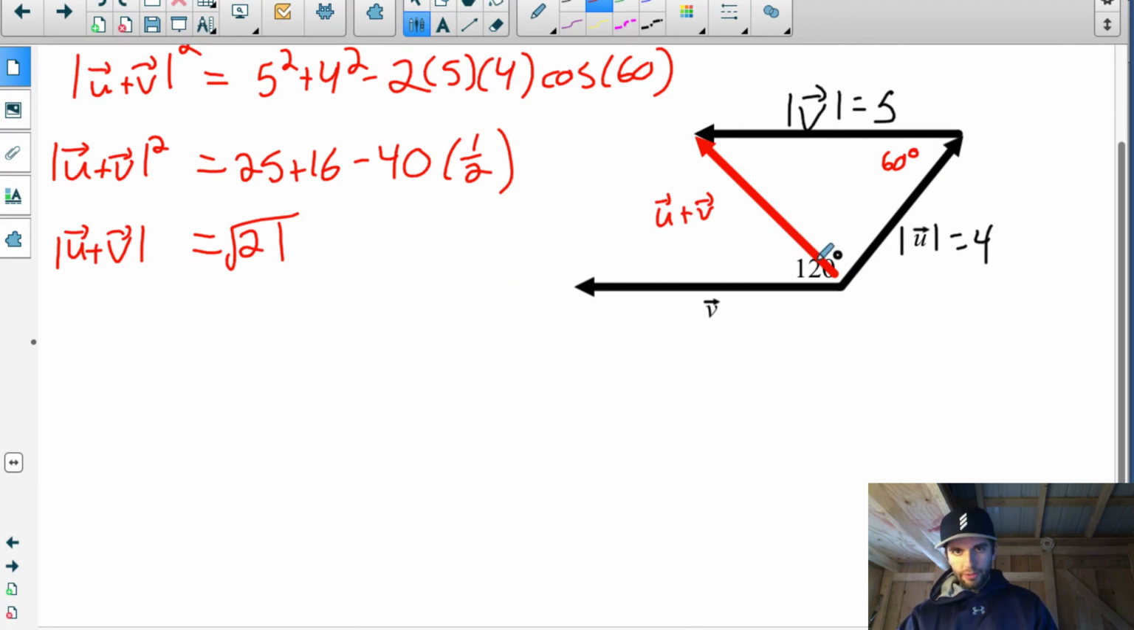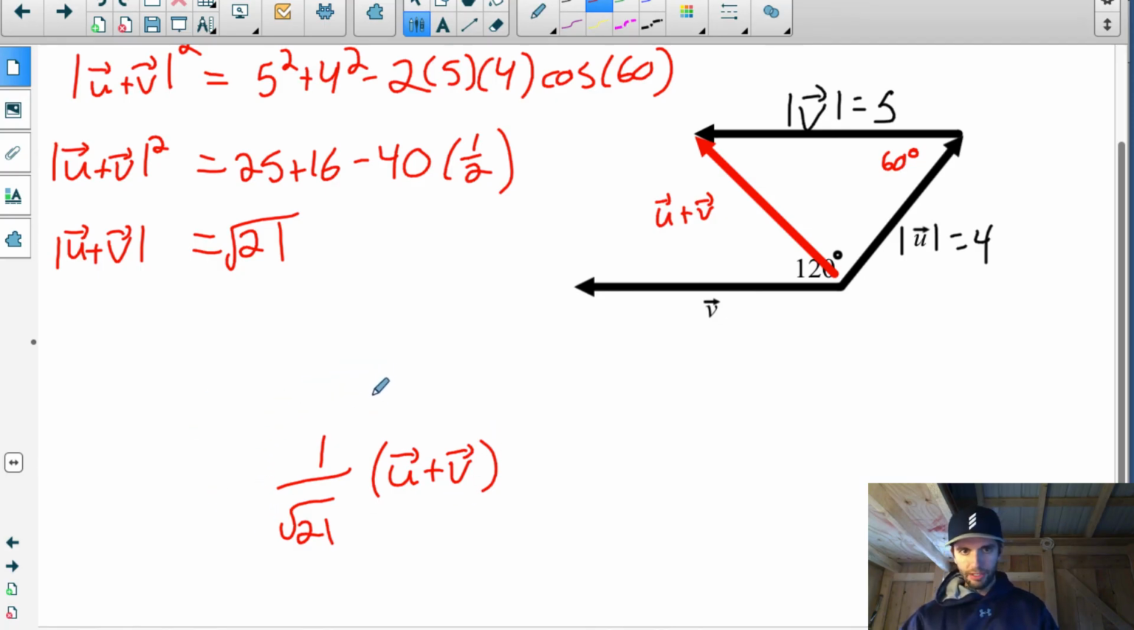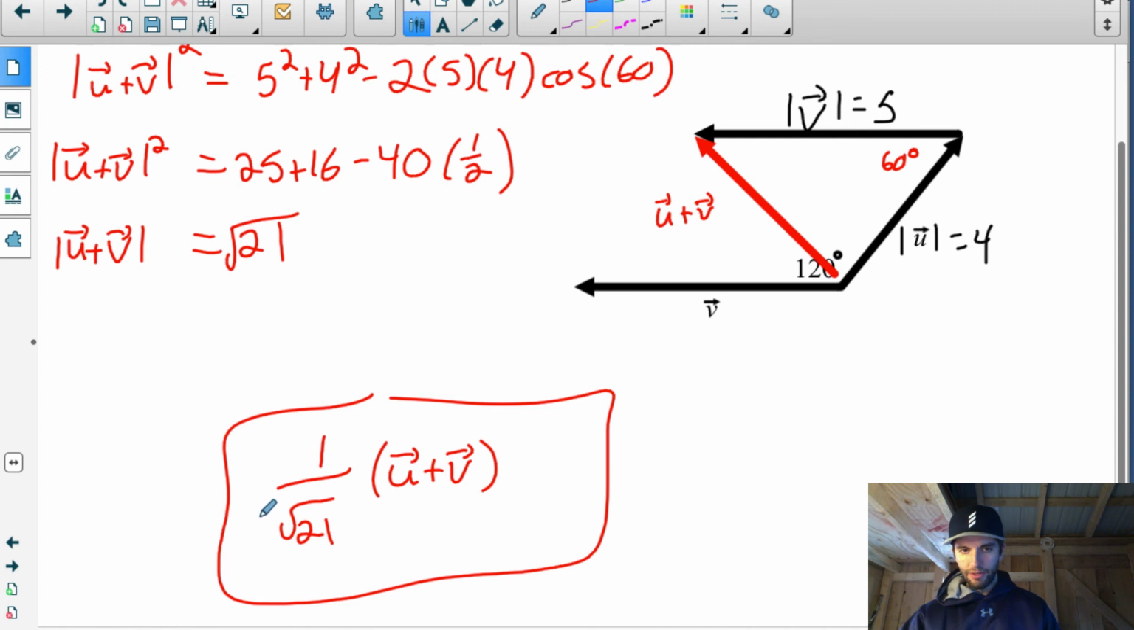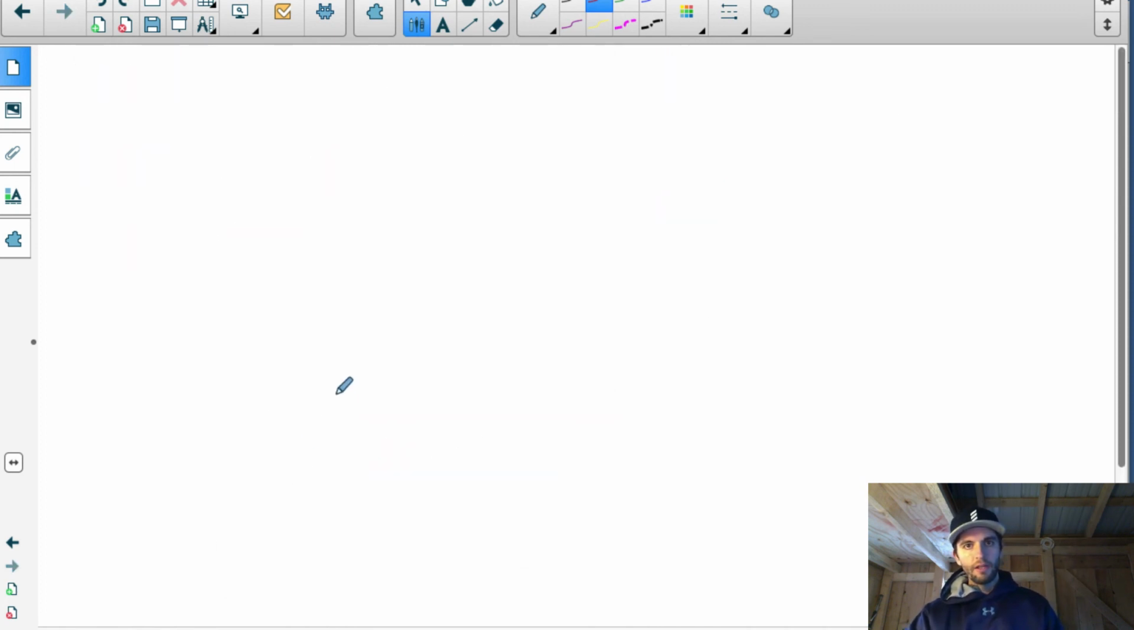So our final answer, when we're describing a vector that's in that direction with a length of 1, well, I take vector u plus v, which has a magnitude of root 21, and I multiply it by 1 over that magnitude to make its magnitude become 1 while keeping its direction in the same direction as u plus v. So there's my unit vector. So that's it. Make sure you try the practice questions.